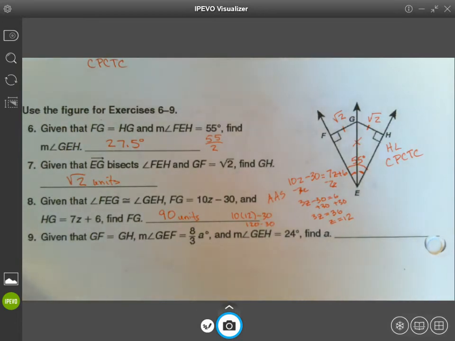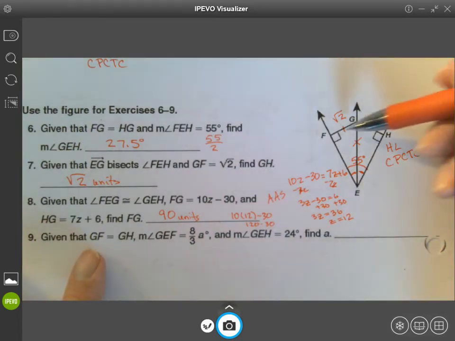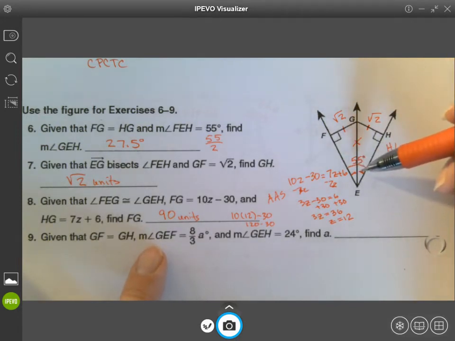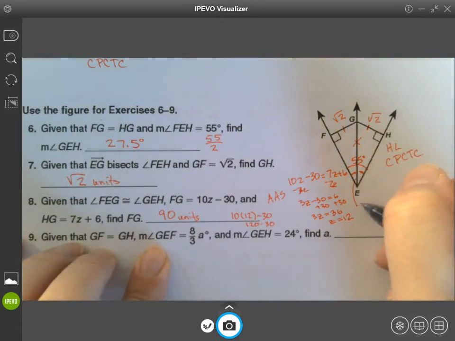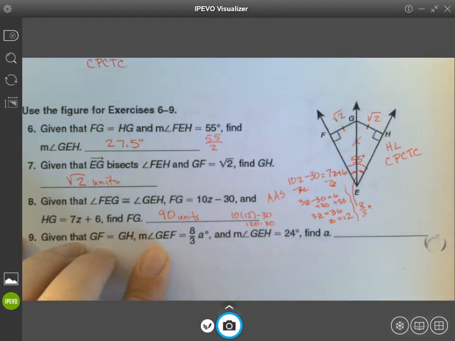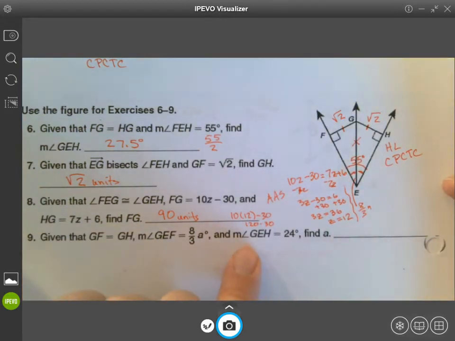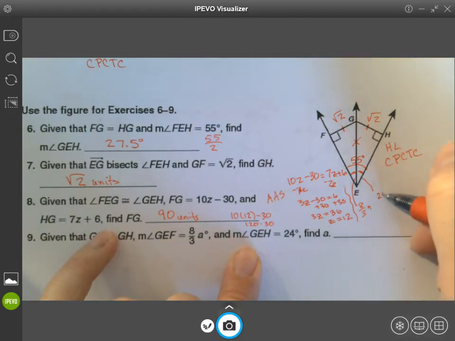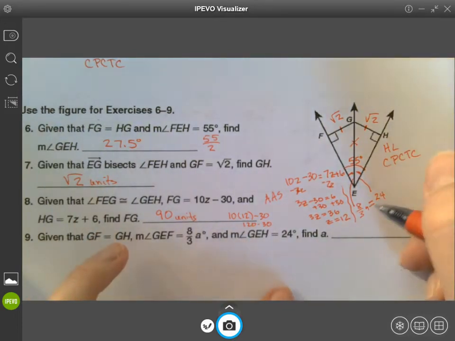Okay, last one. If these segments are congruent, then we know these angles are congruent. So they're telling us angle GEF over here, they're telling us that is 8/3 A. Oh, this is getting messy. And then angle GEH is 24. Okay, well, then I know that I would set these equal to each other. That's all I'm doing. 8/3 A equals 24.